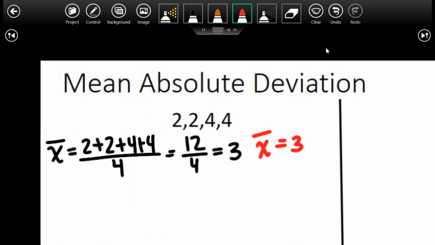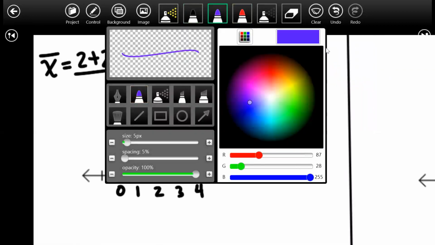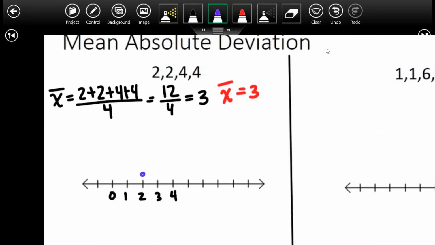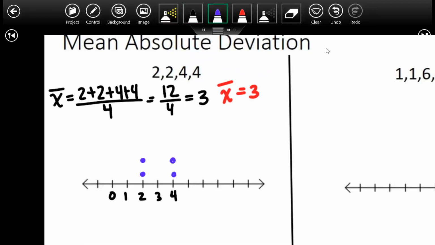Hold on, please. Trust me. Okay, that's the first part. Now let's try to make sense of this. What does the mean tell me? The average that I have between my numbers. So if I'm on a number line, let's plot the number line here: 0, 1, 2, 3, 4. Let's plot our data points and the mean. Our data points are going to be 2, 2, and then we have two 4s. This is the visual of what we're doing.